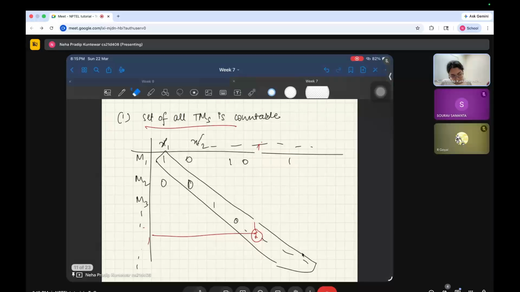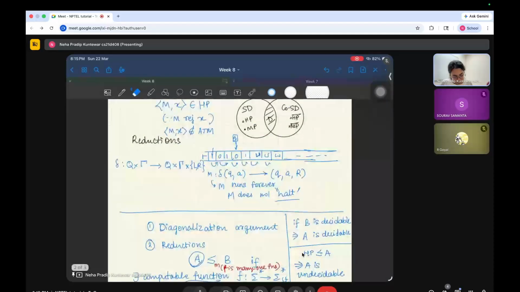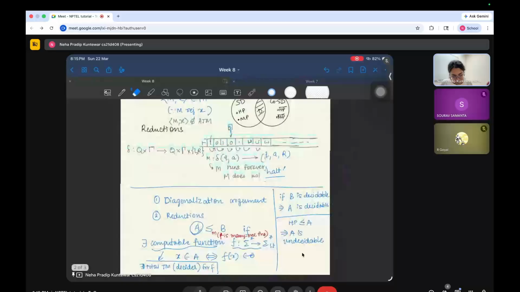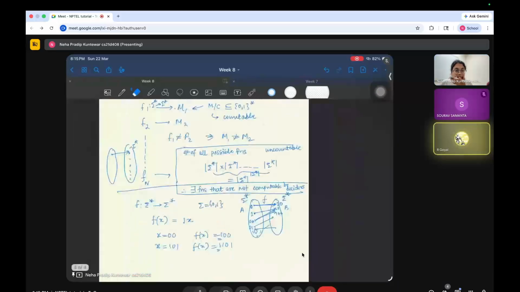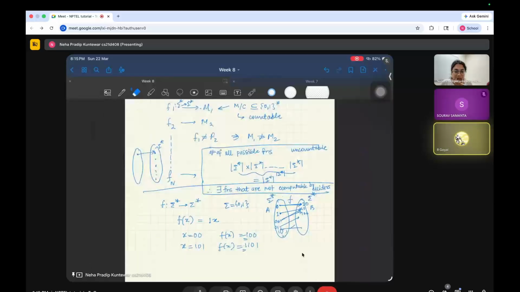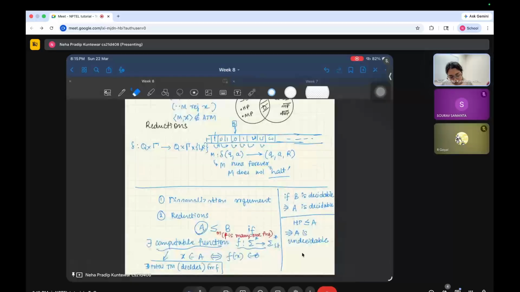So why did we come here? We came here because you told that there are two strategies to prove that the problem is undecidable. The first one is diagonalization. The second one was the reduction. Correct. So one way to show that would be you go through a diagonalization argument, which is generally a little tricky to come up with.